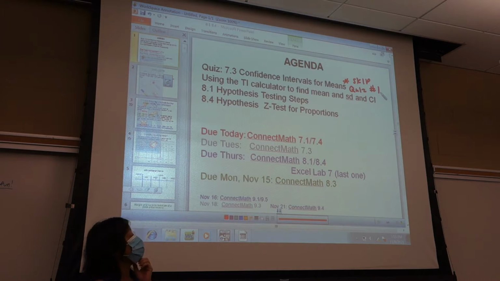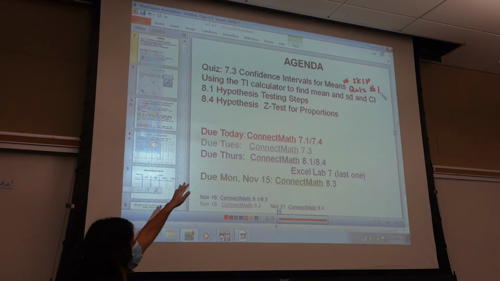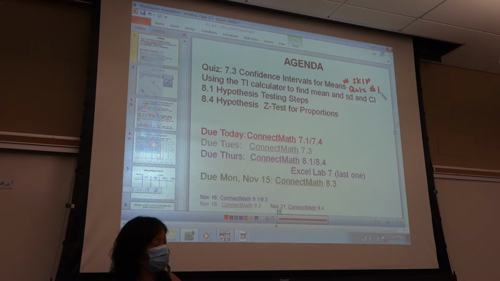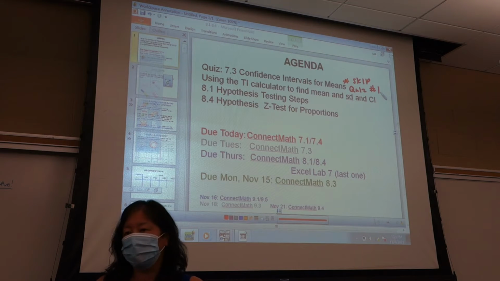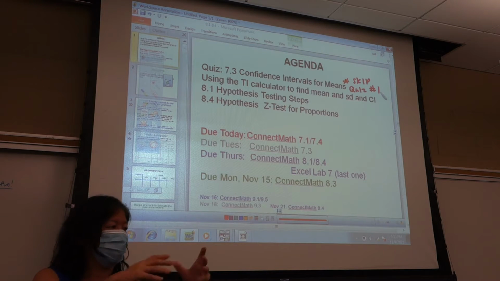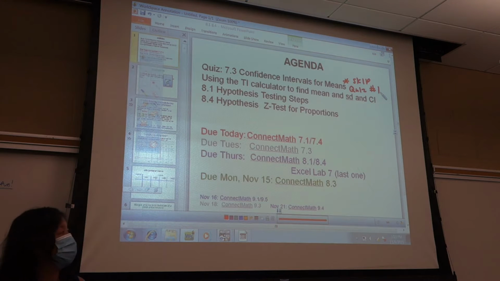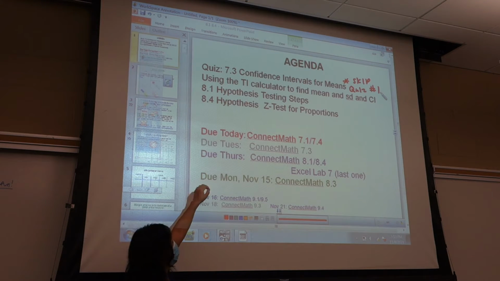Today you have Connect Math 7.1 to 7.4 due. And then right away tomorrow is due Connect Math 7.3. I think you should be okay with those ones as long as you remember to use the z-scores that we rounded off in your handouts to 2 decimal places, the way we rounded them. So that should be all right with those ones.